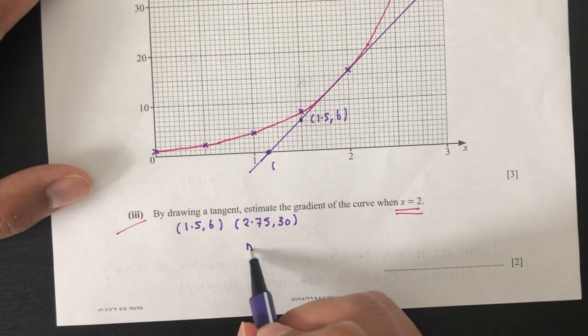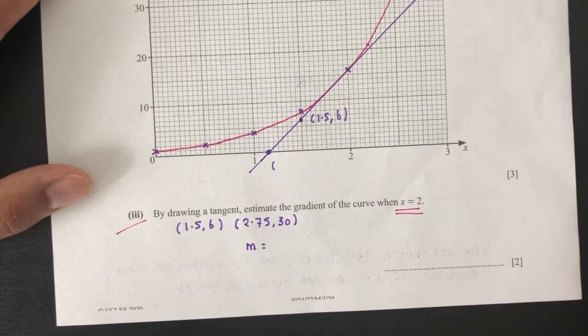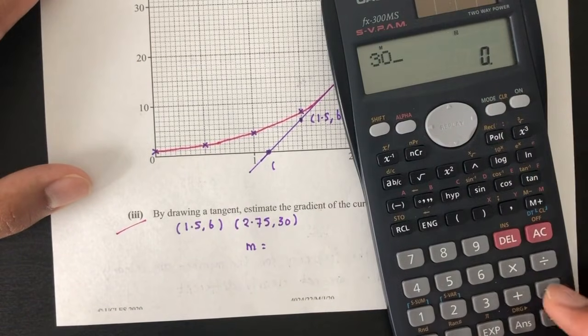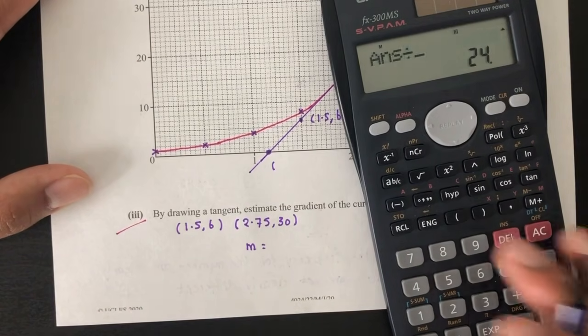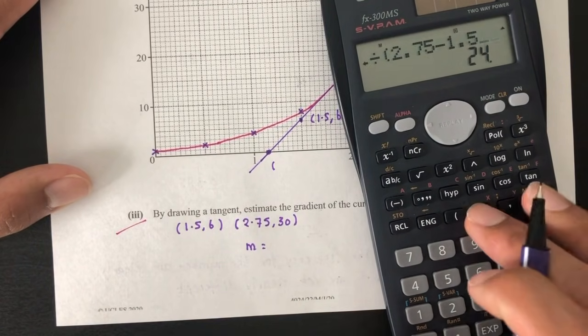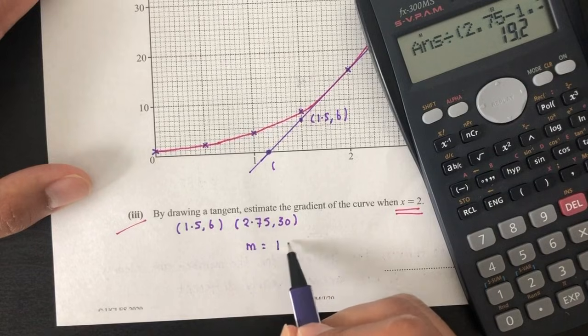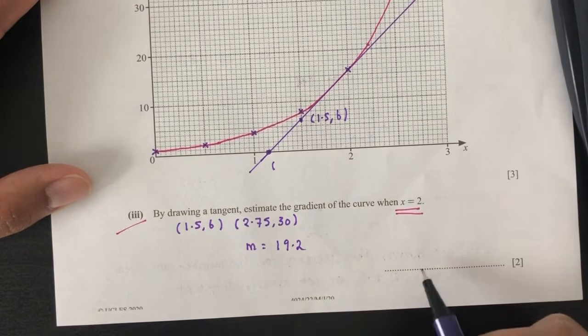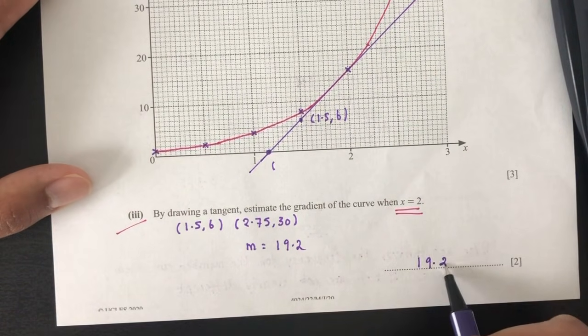So find the gradient. m is equal to y2 minus y1, so 30 minus 6, divided by x2 minus x1, 2.75 minus 1.5. That will be 19.2. So 19.2 will be my estimate for the gradient.